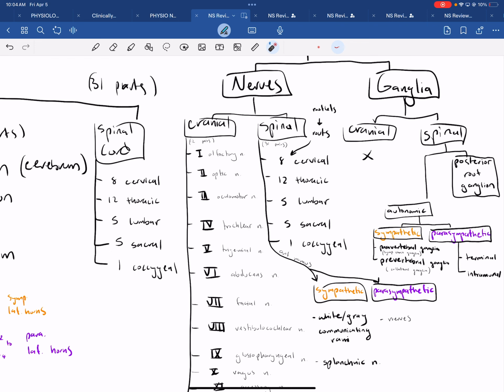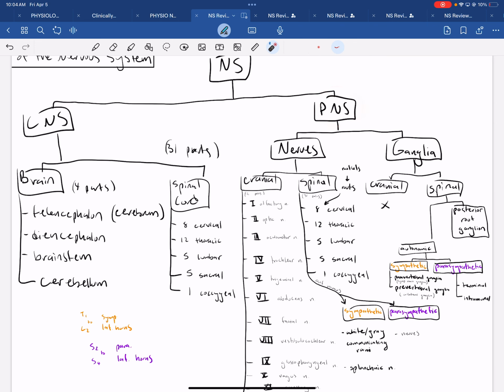We said there's peripheral nervous system, there's ganglia. Okay, what kind of ganglia? Cranial and spinal. Let's not really talk about the cranial. Okay, what kind of spinal are there? Well, the posterior or dorsal root ganglion. Okay, what else? Autonomic ganglia. Well, what kind? Sympathetic and parasympathetic.